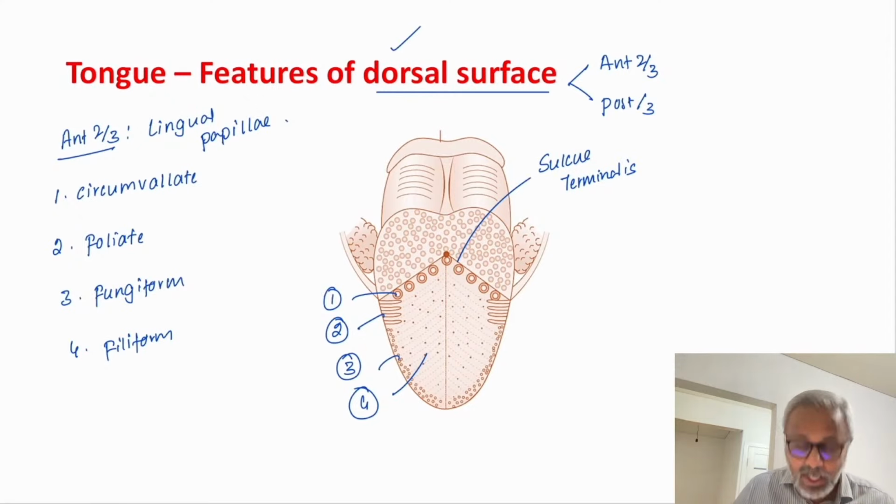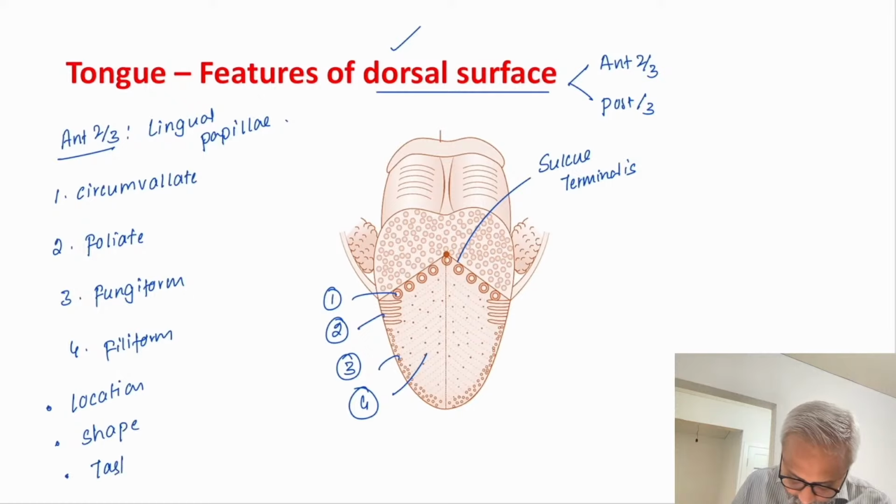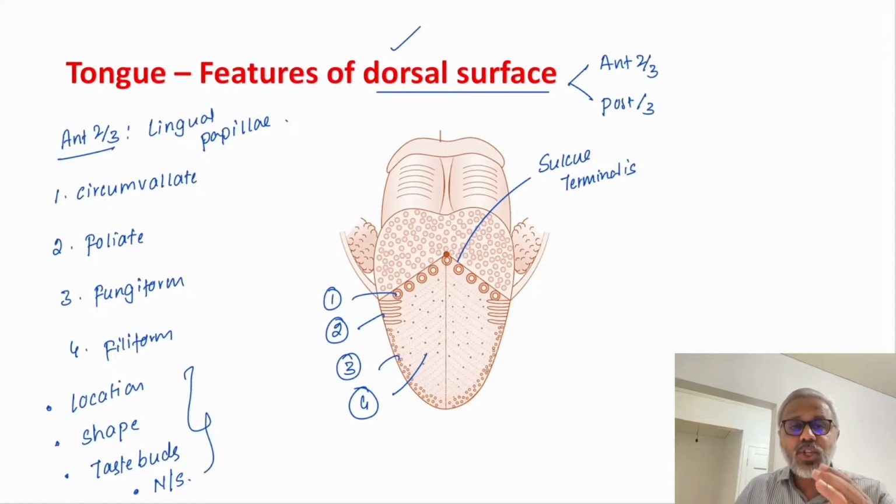My suggestion, for each of the papillae, what we need to do is, we can describe under the headings of location, right? Then what is the shape? Then the presence or absence of taste buds, and we can end it with nerve supply, right? So imagine if you write for each of these papillae under these 4 headings, how your answer looks.